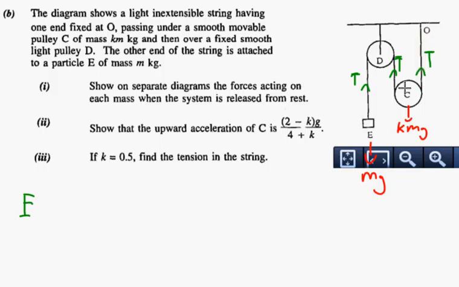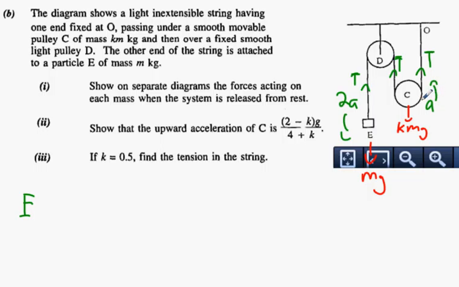However, particle C, although using 4 meters of string, will only rise up or down by 2. What does that mean about the acceleration of particle C compared to the acceleration of particle E? Half it. And look, we don't like fractions. I hate fractions. So let's call this one 2A. I'm going to say that one's going down, and this one's going to be A going up.